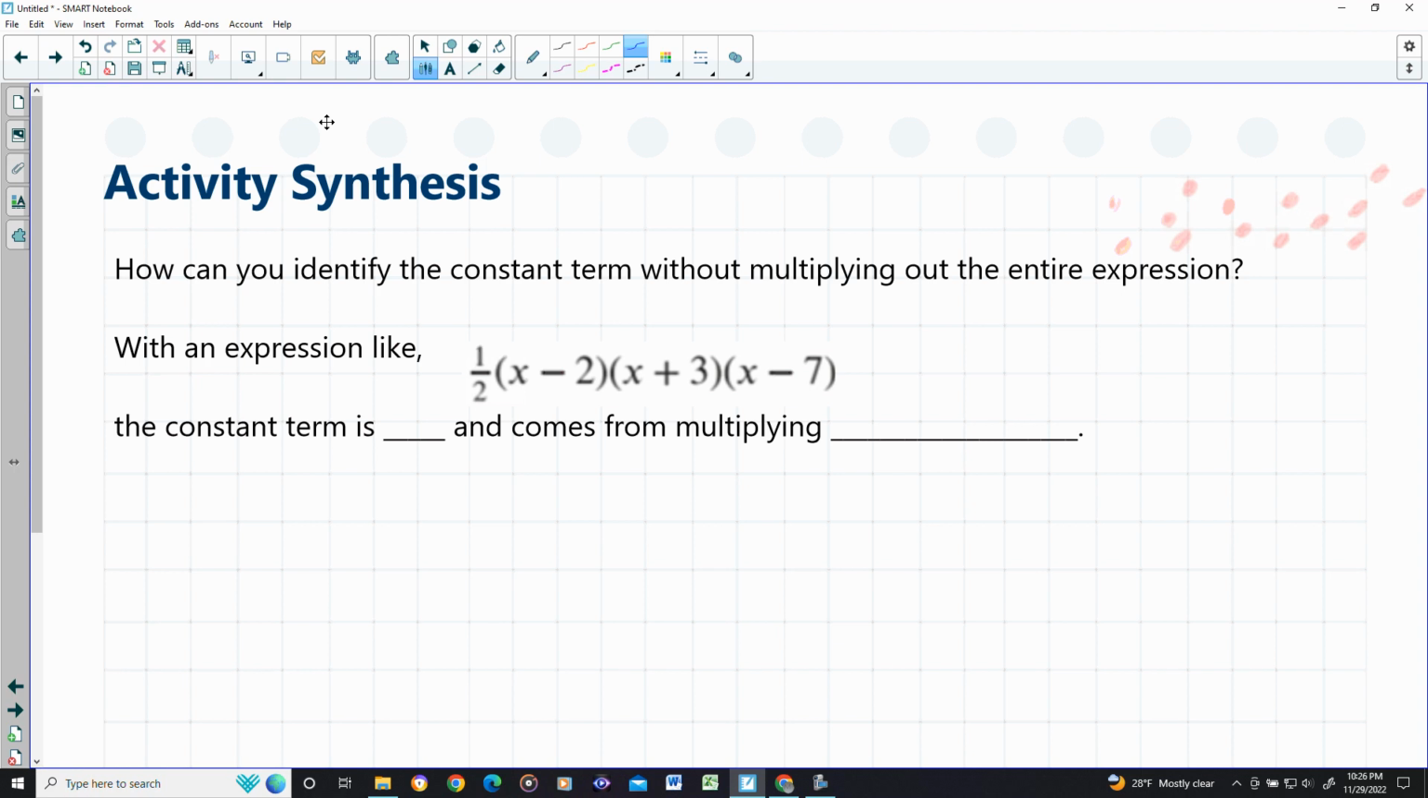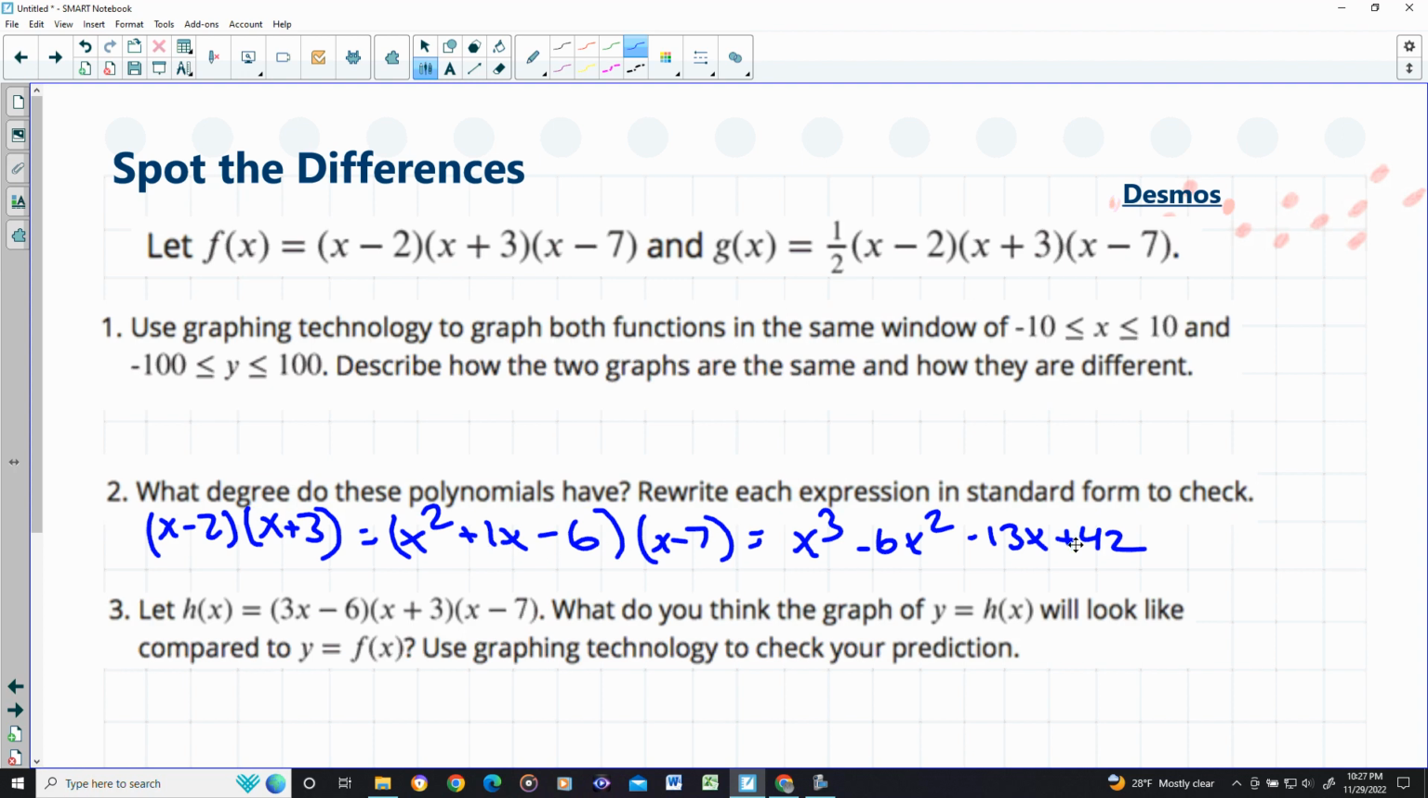So one thing that we can take a look at here, the constant term. Do we have to multiply the whole thing out to get the constant term? Well, let's take a look. If we go back to the previous slide, we multiplied everything out and we got a 42 at the end. But where does that 42 come from? It comes from negative 2 times 3 times negative 7. So negative 6 times negative 7, positive 42. So negative 2 times negative 7, that's 14 times 3 is 42. So regardless of how it looks, you get a constant term of 42.